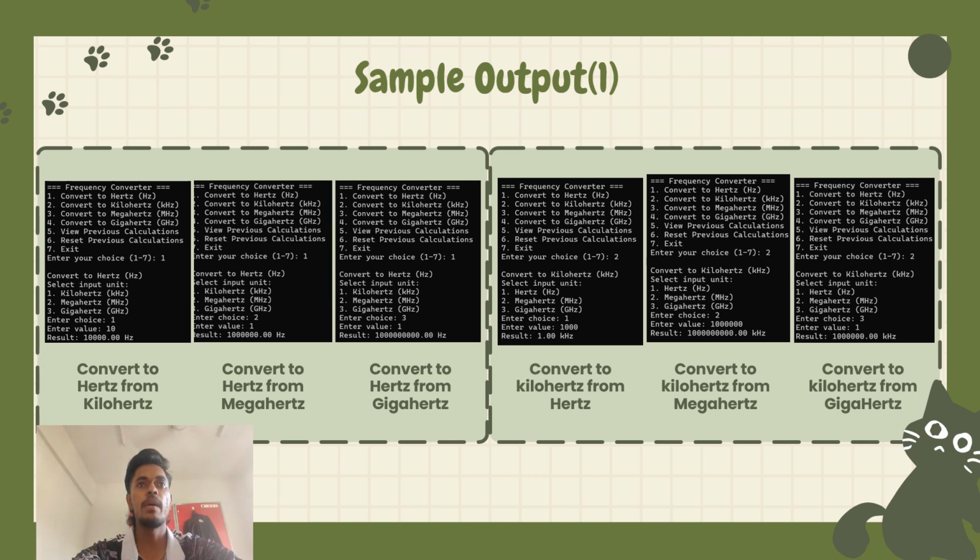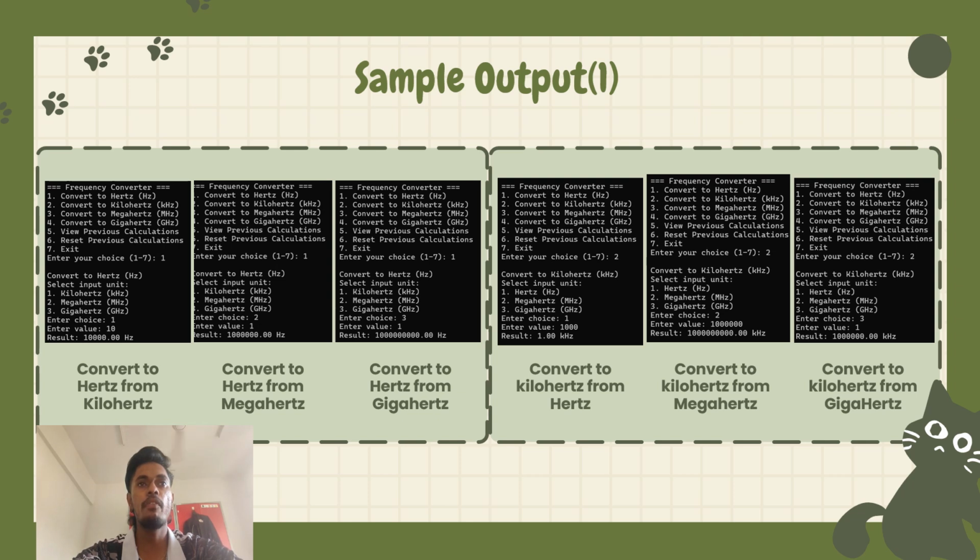Now let's look at sample output 1, which showcases the core functionality of our frequency converter program. As you can see, users can choose different conversion options such as converting kilohertz to hertz, megahertz to hertz, or gigahertz to hertz. These parts of the program allow the user to select the appropriate input unit and enter the value they wish to convert.